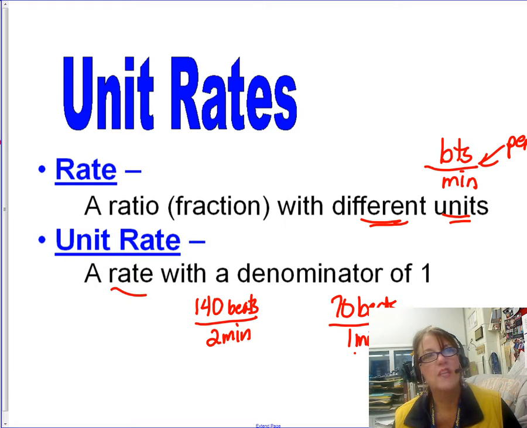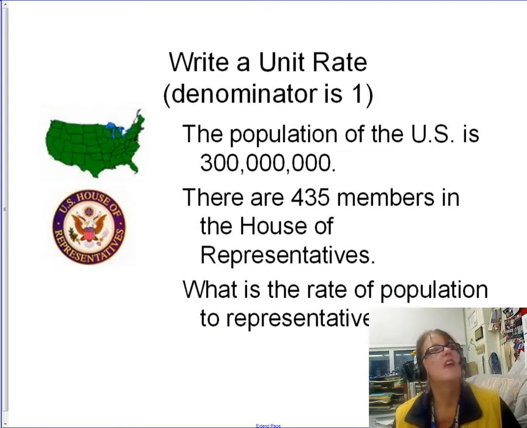This is now a unit rate because your denominator's 1. Okay, cool. All right, now is when we want to grab a calculator.